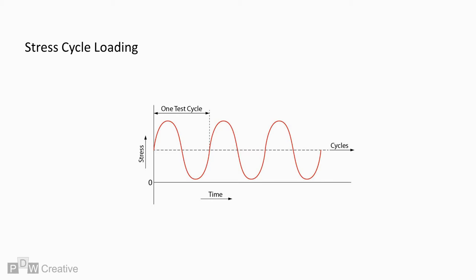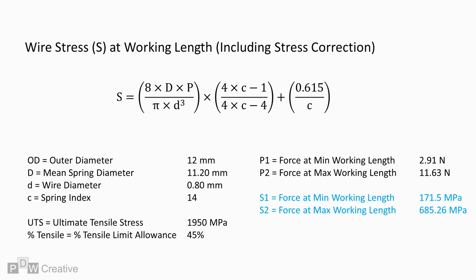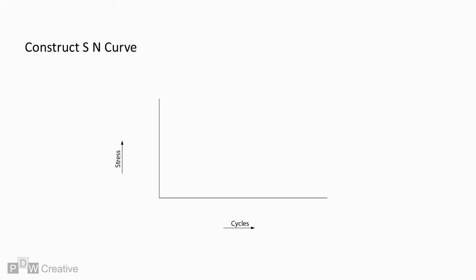If spring stress is below the fatigue limit, the spring will last an infinite amount of cycles. If stress is not, it will last at least a set number of cycles before failure occurs. To recap, our design stress based on our initial inputs is 171.5 megapascals at minimum length and 685 megapascals at max working length. Now we have our design stresses, we need to construct a stress to number of cycles curve, or SN curve. This will help us determine how many cycles until failure will occur, if failure occurs at all.